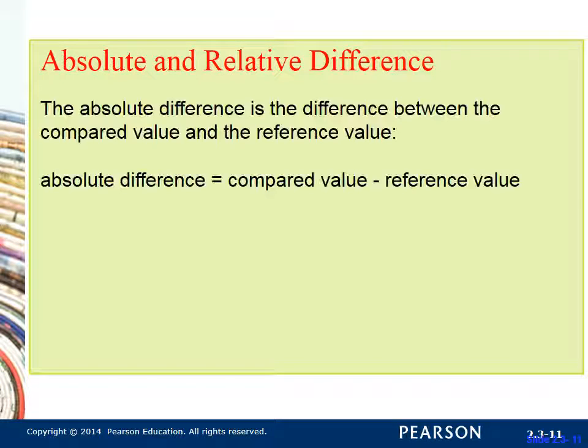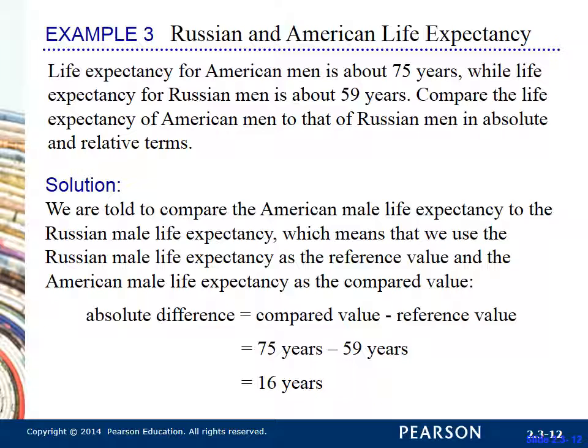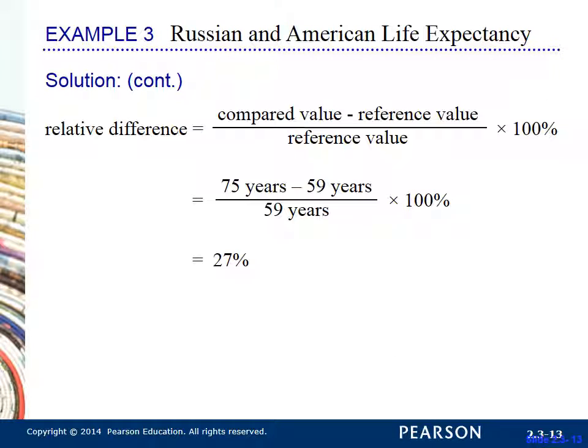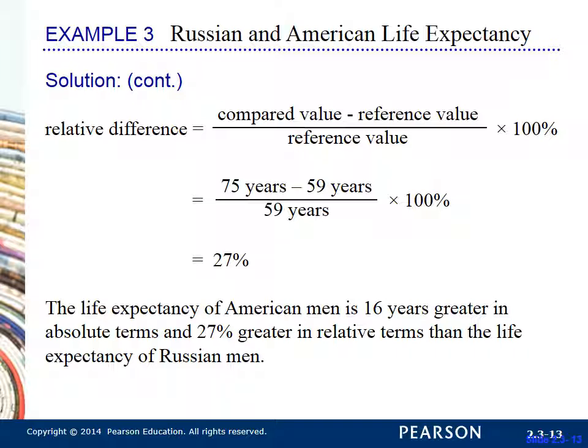Oops, not too far back. I wanted to go one back, was 16. So then we do 16 divided by 59. If you're using your graphing calculator, when you do a subtraction like this, you have to remember to put parentheses: 75 minus 59, close the parentheses, then divide by the 59, and you should get 0.27 or 27%. So be careful how you put that in the calculator. Make sure you get that 0.27 and then convert it to percent.